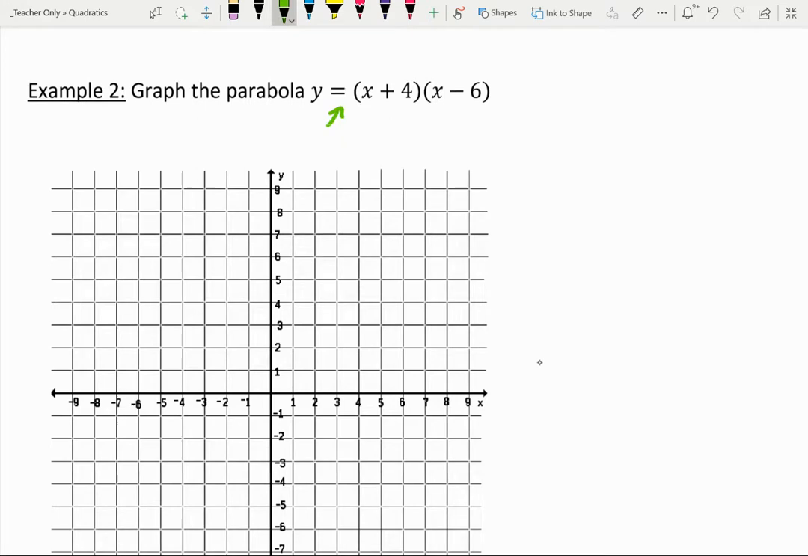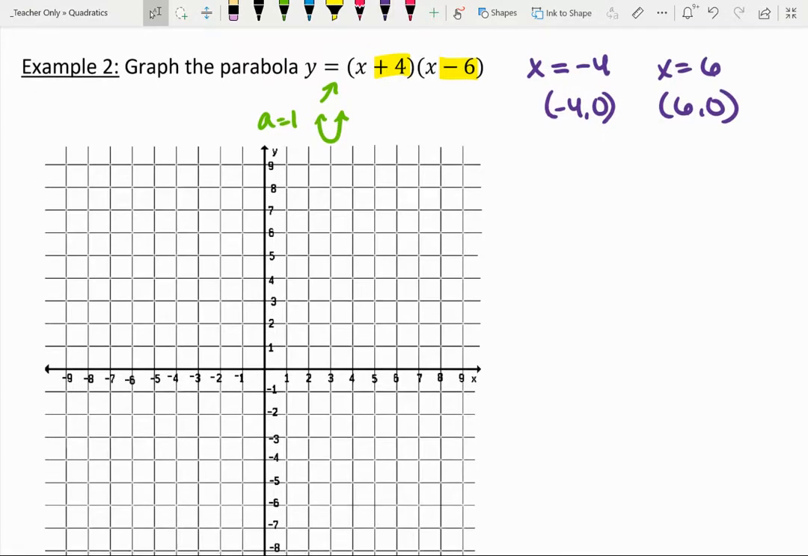So again, we have an a value of 1. That's not going to impact our graph other than to tell us what direction it opens, which is upward. So we'll just keep that in mind. We have x plus 4 and we have x minus 6. So our x-intercepts are at negative 4 and positive 6. And really, remember, those are going to be coordinate points where those are the x values. So I'm going to plot those points, excuse me.